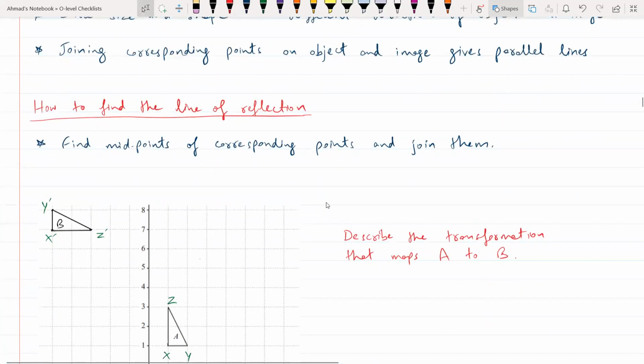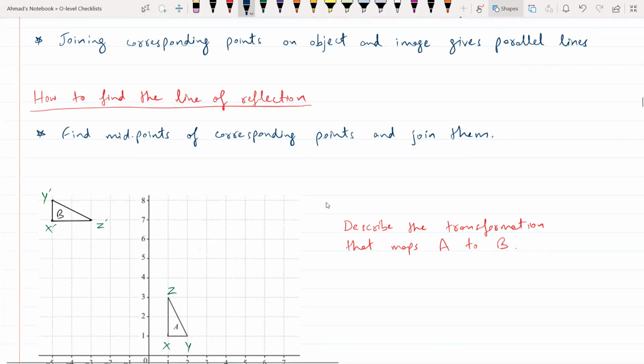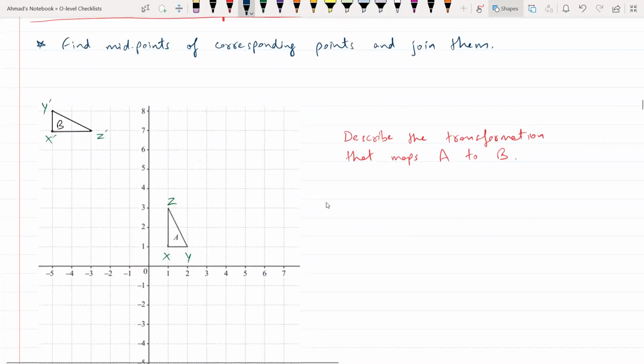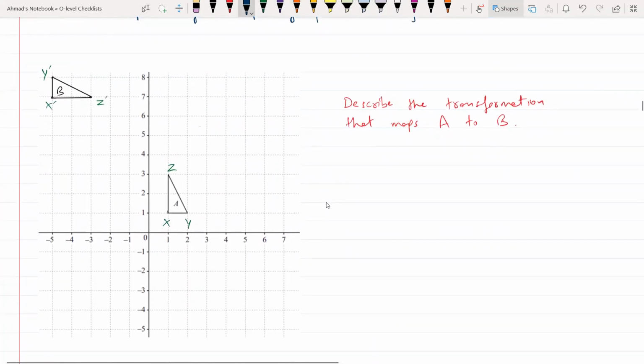But इसी तरह से line of reflection कैसे find करते हैं? You basically just find the midpoints of the corresponding points और उनको join कर देते हैं. That is your line of reflection. Let's do that here. So सबसे पहले आपके पास ये transformation है. You have this transformation that maps A onto B. Okay, A जो है वो B पे map हो रहा है.